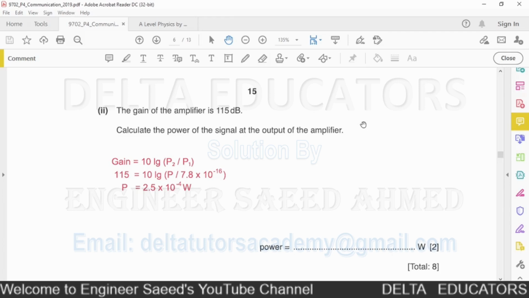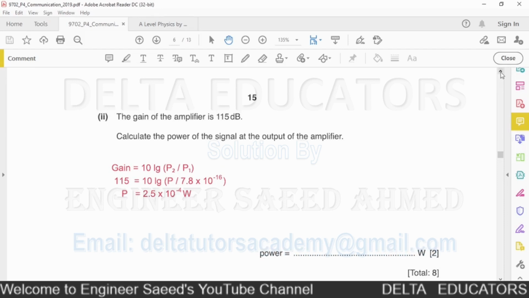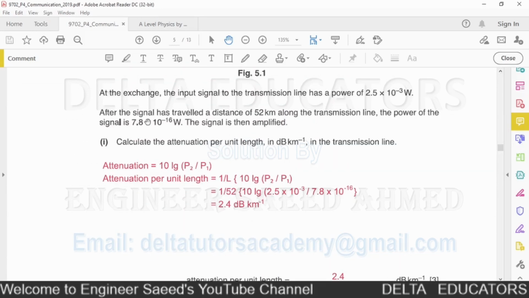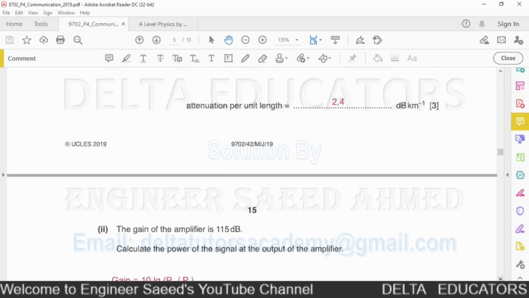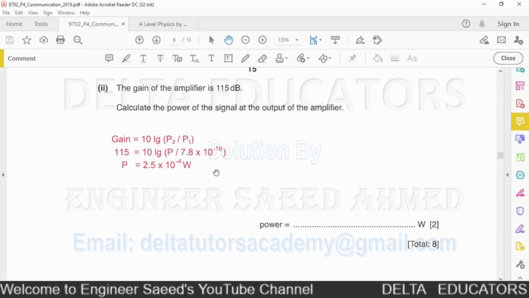So here we can say value of P1 is given and value of P2 we have to find out. Now gain is given here 115 decibel. P1 is the power before amplification, that is 7.8 into 10 power minus 16, given in the previous part. So just by solving this equation, we will get the output power after amplification, that is 2.5 into 10 power minus 4 watts. Now next question.